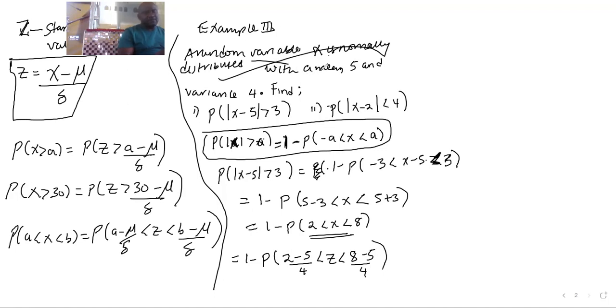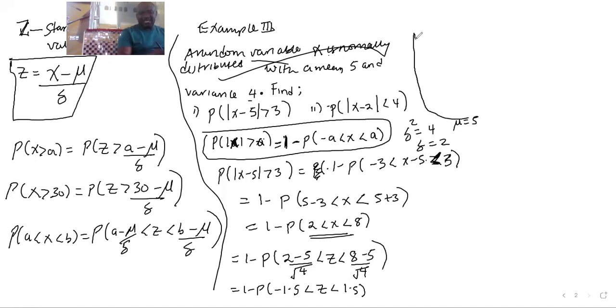Excuse me, teacher. Yes, please. Shouldn't it be over 2? The variance is... you know, I forgot to identify. Variance is sigma squared, so sigma alone is 2. The mean was 5. So it is always good to identify them like that. If you have not done that, you'd make this become root of 4. So this is going to be negative 3 over 2, which is negative 1.5. So it will give me 1 minus probability of negative 1.5 less than z less than (8 minus 5 is 3) divided by 2, positive 1.5.